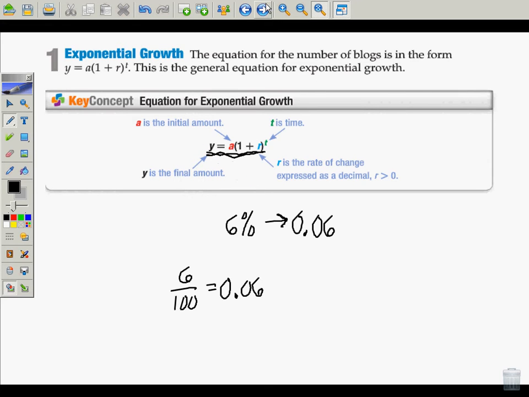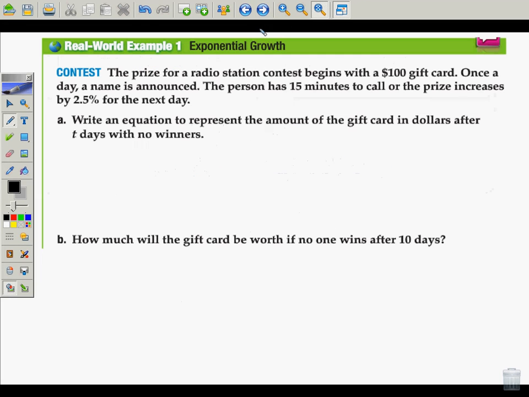So let's look at our first example. The prize for a radio station contest begins with a $100 gift card. Once a day, a name is announced. The person has 50 minutes to call, or the prize increases by 2.5% for the next day. So we want to write an equation to represent the amount of the gift card in dollars after t days with no winners. Well, we want to know the amount of the gift card in dollars, so I'm just going to say y equals amount of the gift card in dollars.